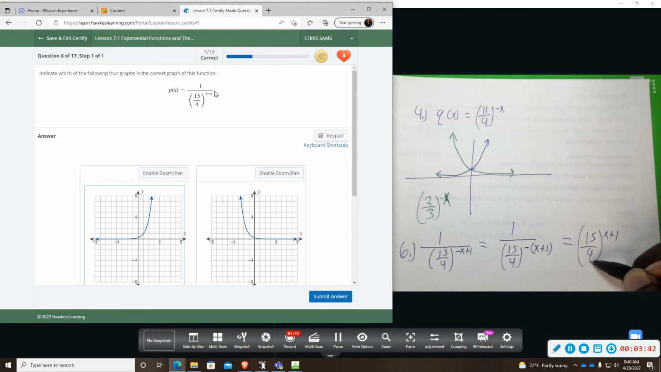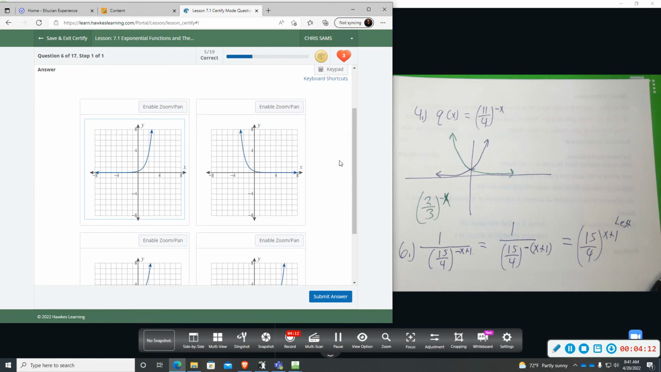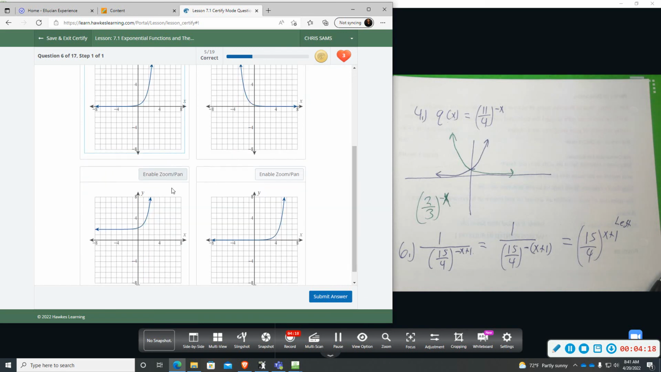So 15 over 4 is exponential growth. The plus 1 will shift it left 1. So it will not go through the point 0, 1. It will go through negative 1, 1 instead. So that's what I'm going to look for. I'm looking for exponential growth because this is bigger than 1. It's now positive, so it didn't get flipped if I moved it with some algebra, with properties of exponents. So it's still growth. It shouldn't go through 0, 1. It got shifted left 1. Should be left 1. Oh, okay, so that's what I did.